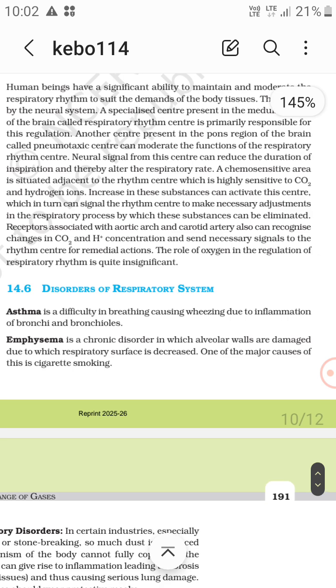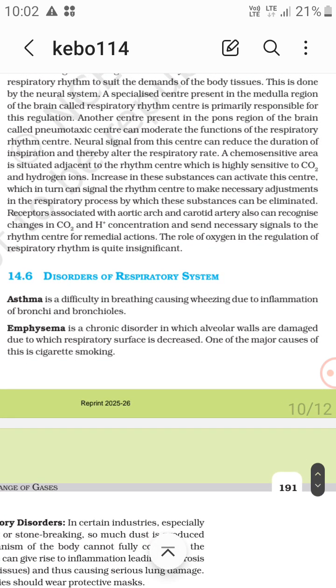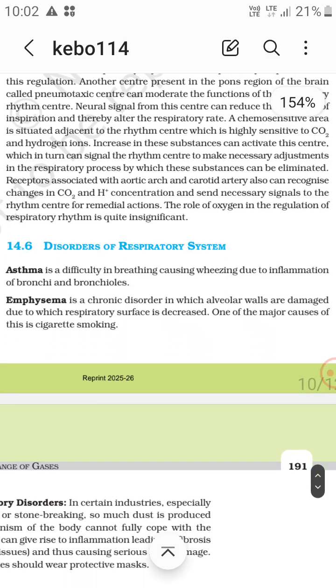Now, the disorders of the respiratory system. The first one is asthma. Asthma is a difficulty in breathing causing wheezing, due to inflammation of the bronchi and bronchioles. Now, emphysema.